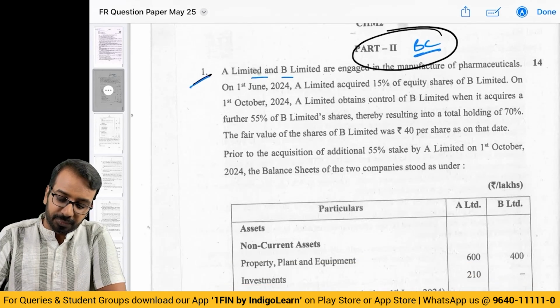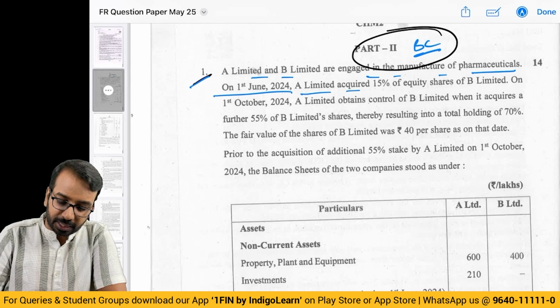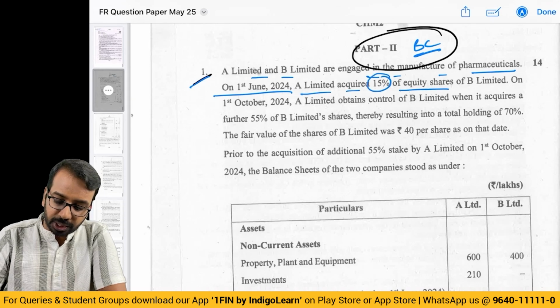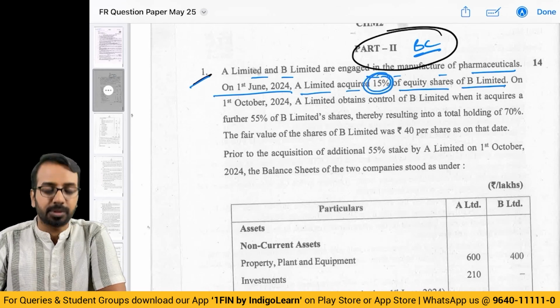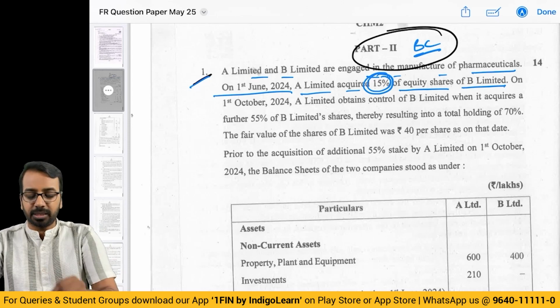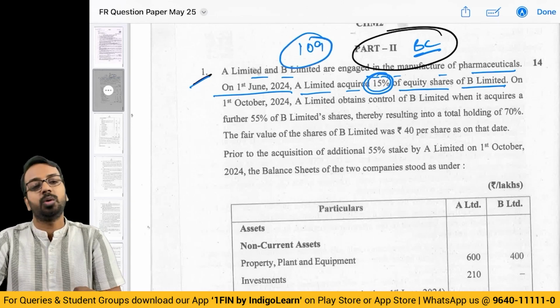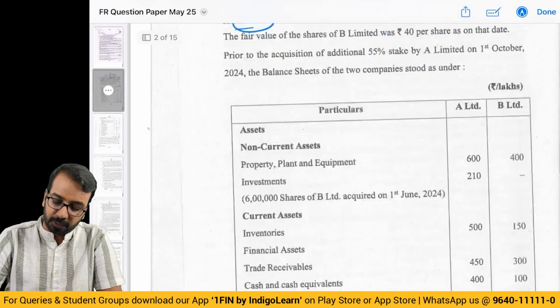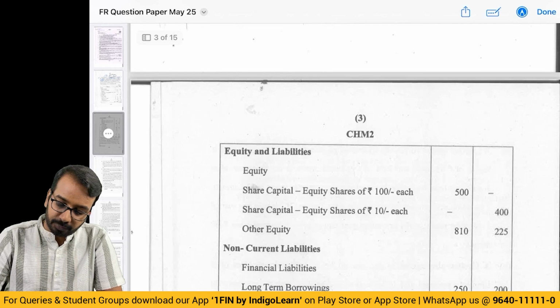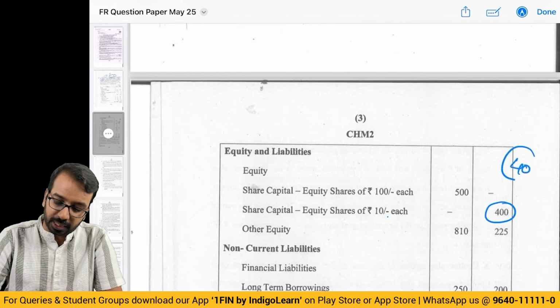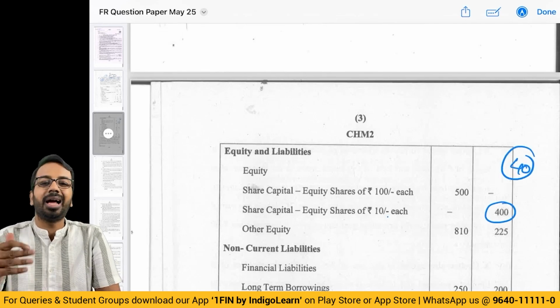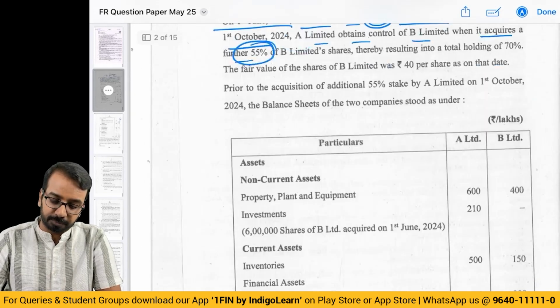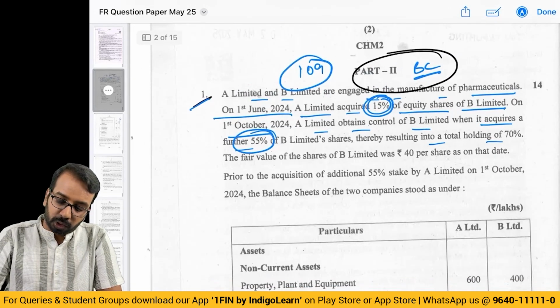A Limited and B Limited are engaged in the manufacture of pharmaceuticals, no problem. On June 1st, A Limited acquired 15% of equity shares of B Limited. So here when 15% is acquired, you have an investment, accounted as per Ind AS 109. On 1st of October, A Limited obtains control when it acquires a further 55%. If you see the number of shares, 400 divided by 10, 40 lakh shares are there. 15% we already hold, another 55% has been acquired. The total holding becomes 70%.